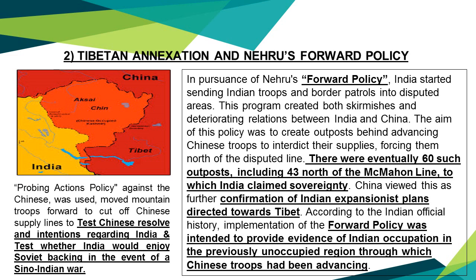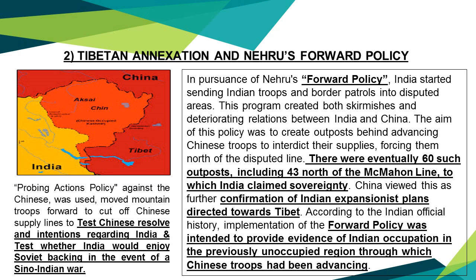India followed a policy known as the probing action policy against the Chinese, in which it moved mountain troops forward to cut off Chinese supply lines to do two things: to test Chinese resolve and intention regarding India, and to test whether India would enjoy Soviet backing in the event of a Sino-India war.